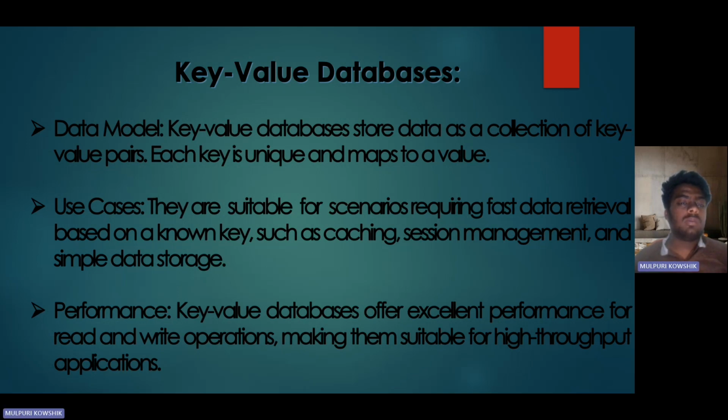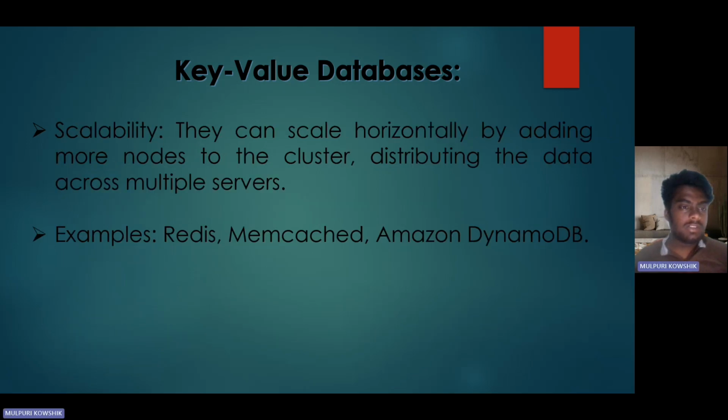Performance. Key value databases offer excellent performance for read and write operations, making them suitable for high throughput applications. Scalability. They can scale horizontally by adding more nodes to a cluster, distributing the data across multiple servers. Examples: Redis, Memcached, Amazon DynamoDB.